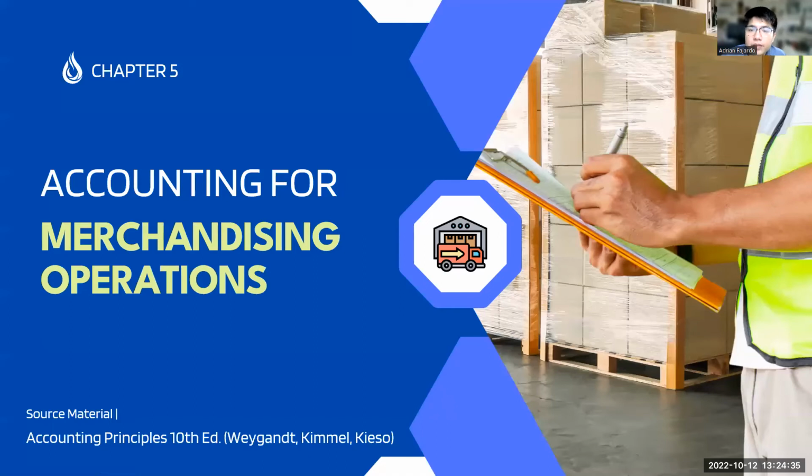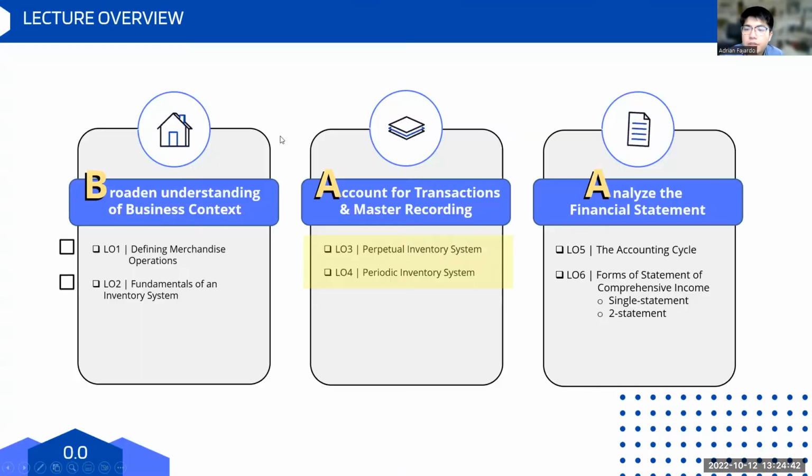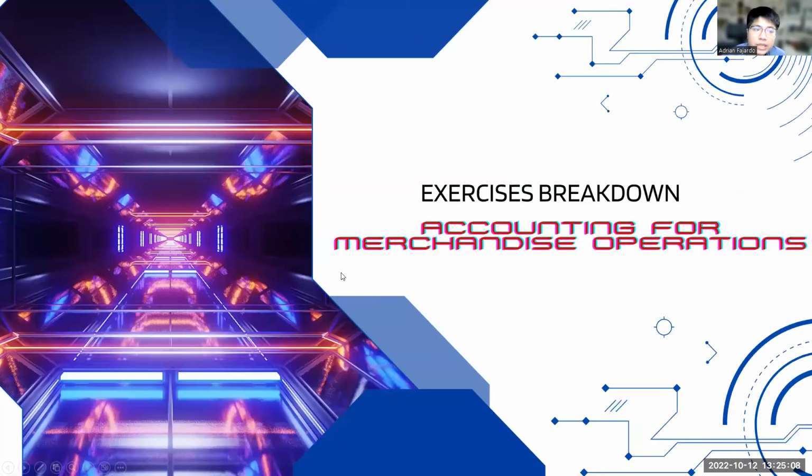Hi, good morning, everyone. So today we're going to be discussing the exercises for Chapter 5 for accounting for merchandising operations. So taking a quick look back, basically last session, we talked about the definition of merchandising operations, the fundamentals of inventory system, and then we initially scanned what are the differences between perpetual and periodic inventory system. So for today's set of exercises, it's really all about mastery about how do you account for merchandising operations. And therefore, we can proceed in terms of our exercises breakdown.